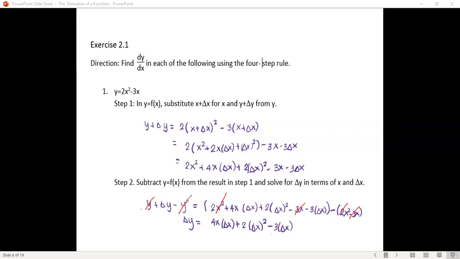And so on the left side, we have delta y. And on the right side, we have 4x delta x plus 2 delta x squared minus 3 delta x. So that's step 2.